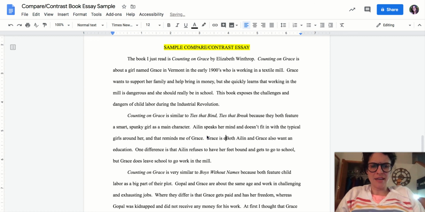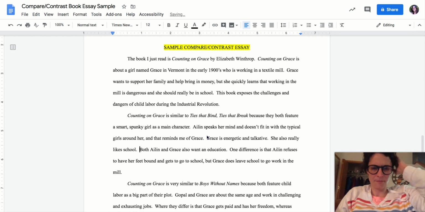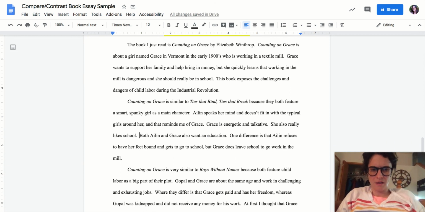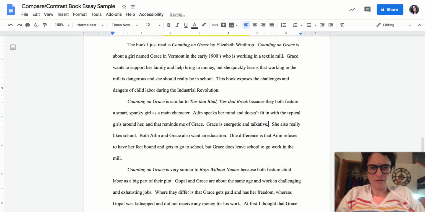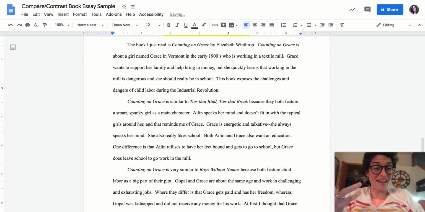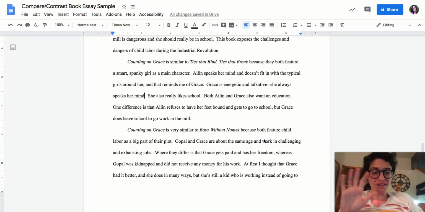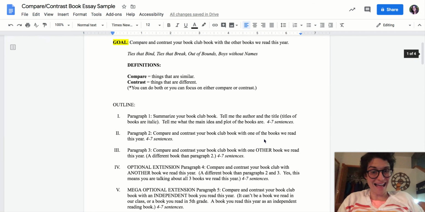Grace is energetic and talkative. She also really likes school. She always speaks her mind. I'm just adding that in because I noticed I had mentioned a lot more about Eileen than I had mentioned about Grace. So I went back in and fixed that. Okay. Next, that's paragraph 2. Paragraph 3, my last required paragraph.